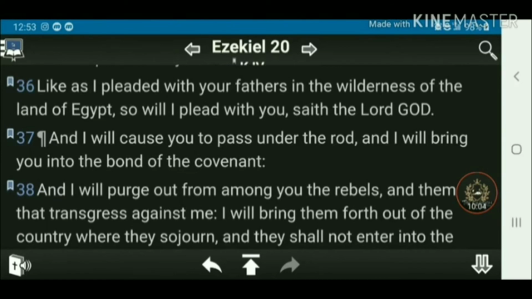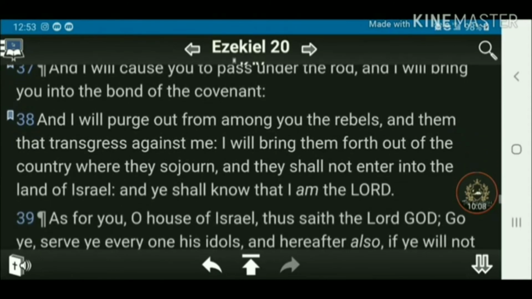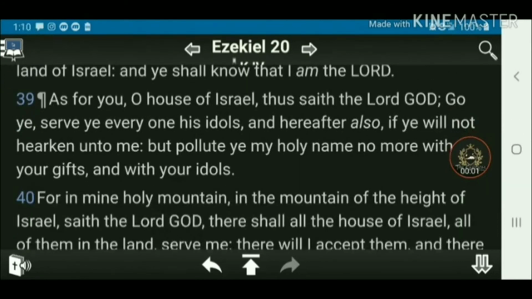And I will cause you to pass under the rod, and I will bring you into the bonds of the covenant. And I will purge out from among you the rebels, and them that transgress against me. And I will bring them forth out of the country wherein they sojourn, and they shall not enter into the land of Israel. And ye shall know that I am Yahweh. You see that? The purging, the passing under the rod, the purging out of the rebels. All right. The rebels have to be purged.